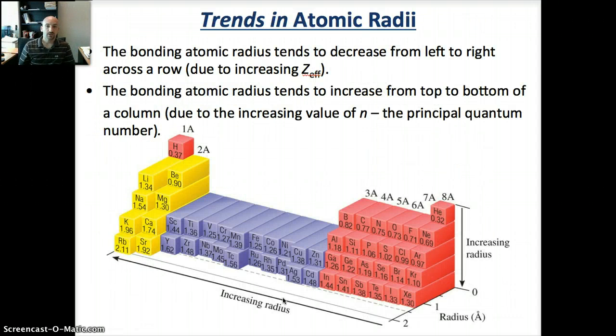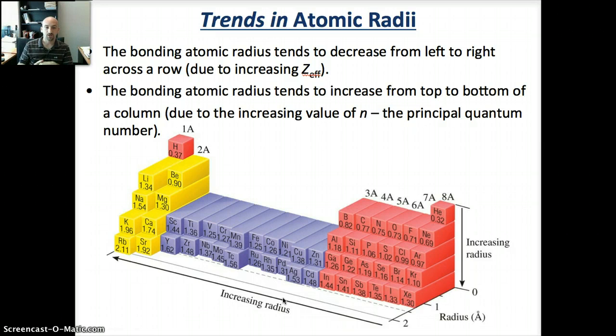Now we can look at the trends in atomic radii. The bonding atomic radius tends to decrease from left to right across a row, and that's due to an increasing effective nuclear charge. The atomic number is increasing as you move from left to right, so there is more positive charge in the nucleus, but you have the same number of shielding electrons. If you go back to the Part 1 video, you can think about that a little more.